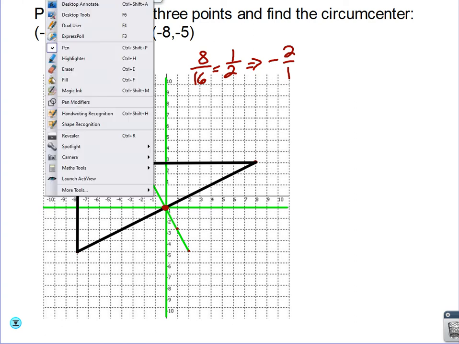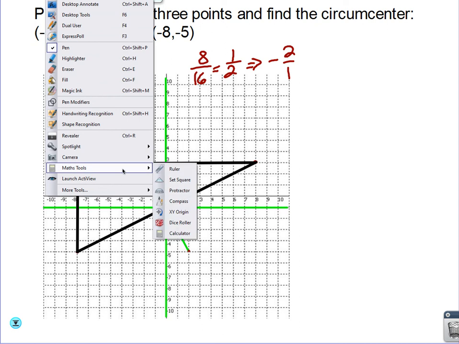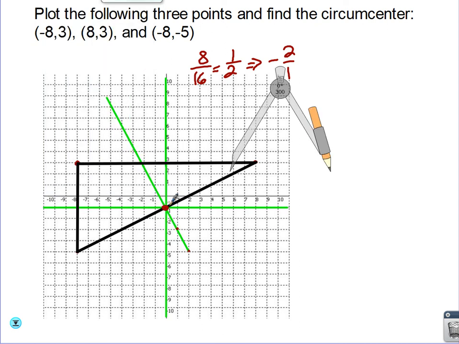I have also, under my math tools, a compass. If that is truly the intersection of the 3 perpendicular bisectors, then I should be able to use that circumcenter to draw a perfect circle. I'll go ahead and tell you, it's probably going to be a little bit off, okay? Just because it's hard to get it perfect. But let's see. Is that truly the circumcenter?